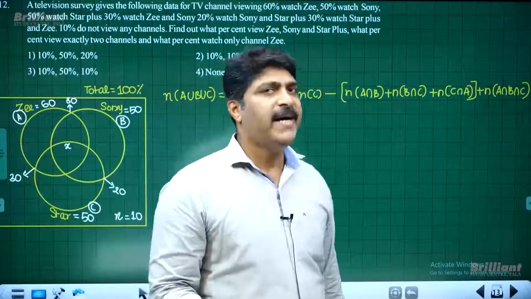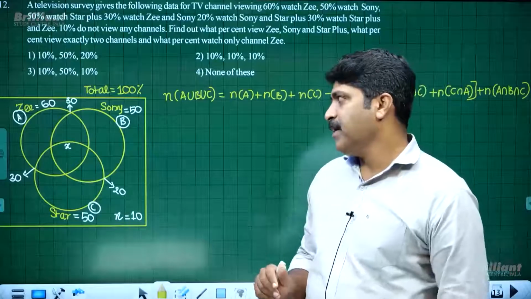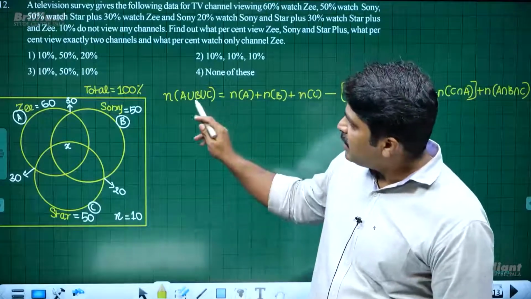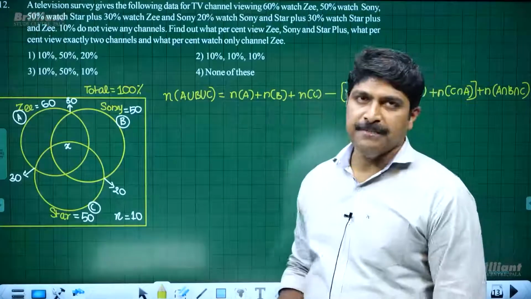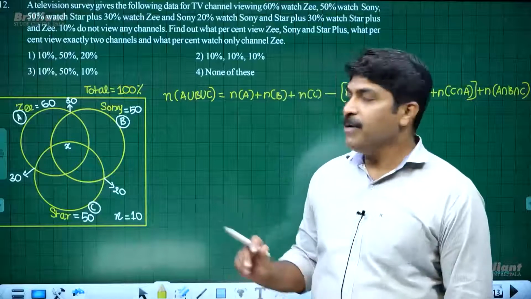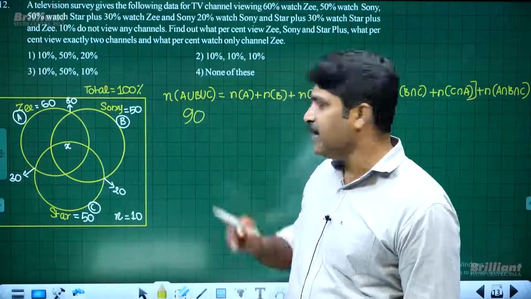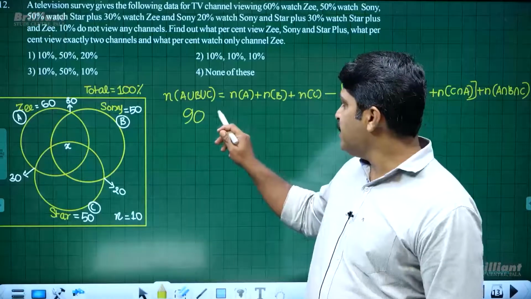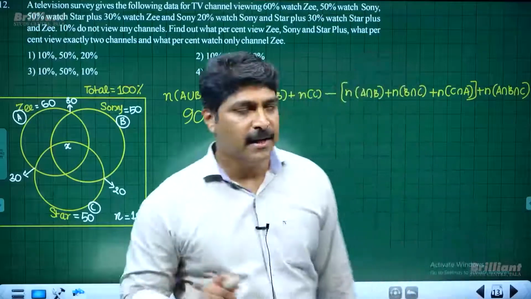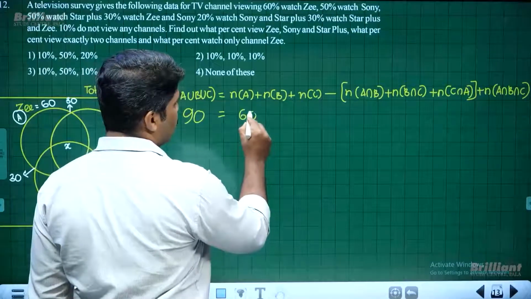From this diagram we can see the relationship. First of all, you have to consider what is number of A union B union C. Out of this 100, 10 students are excluded, so the remaining 90 will be here. So this is 90. Got it? If it is 90, just substitute the rest of the data here. So number of A is equal to 60.